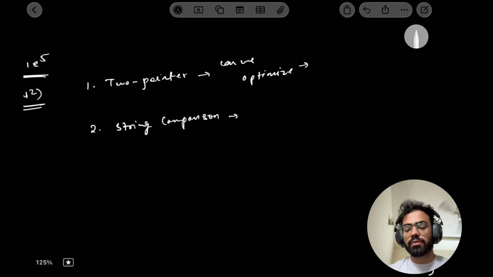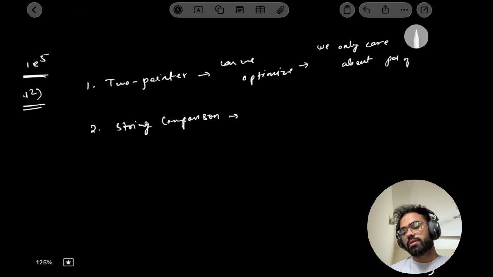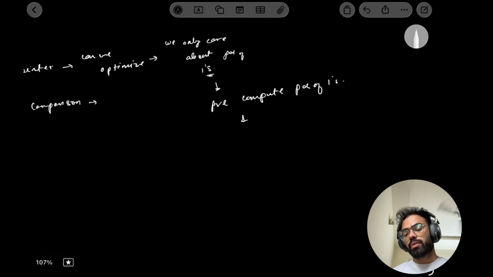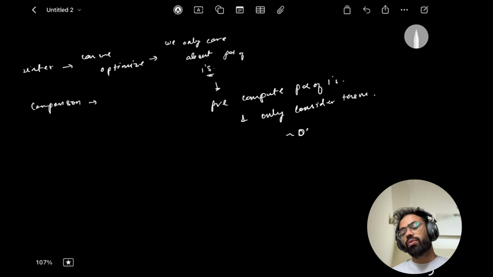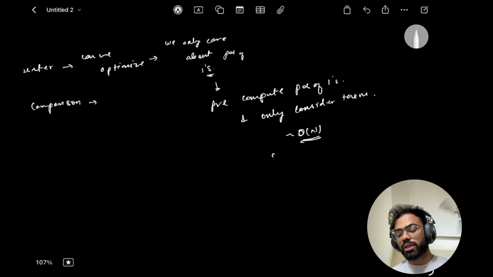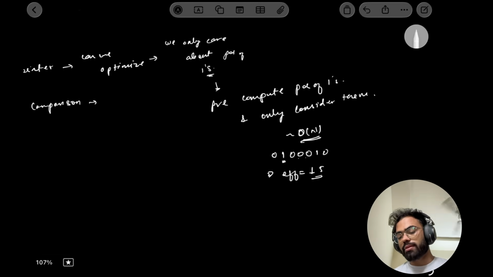We only care about the position of ones. That means we can pre-compute the positions of ones and only consider them. This will remain O(n), but if your string is very sparse, meaning there are a lot of zeros and a very small number of ones, then it will become significantly smaller. For example, 0, 1, 0, 0, 0, 1, 0. In this case, your effective string will become only positions 1 and 5. Only on this you have to run the loop now.